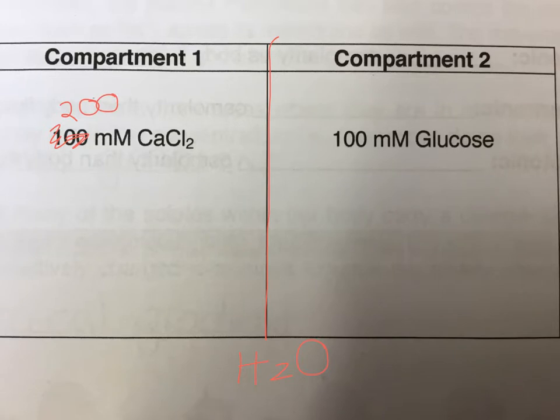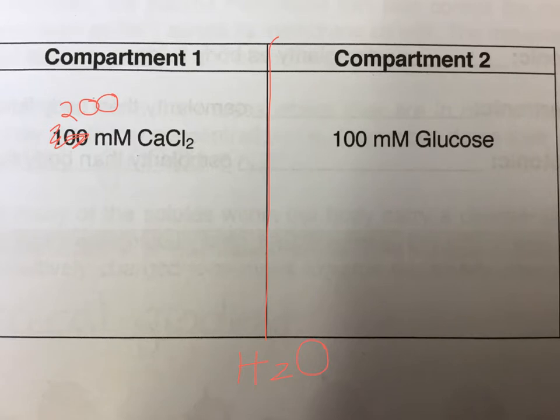So what the question is asking is, after osmotic equilibrium is reached, which compartment will have increased in volume? So really, what you need to do is figure out osmosis. So to do this, you need to calculate the osmolarity. Now, in this example, let's start with compartment 1, because this is similar to what we saw in class.